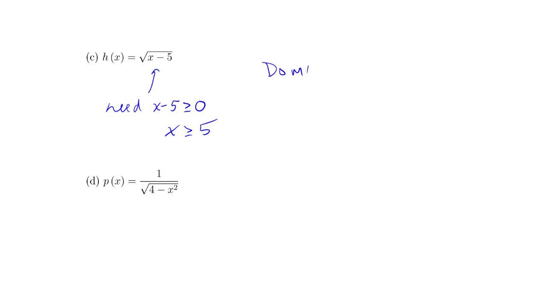So if I wanted to state that as a domain, basically it's easiest to do this in interval notation. 5, including 5, off to infinity.